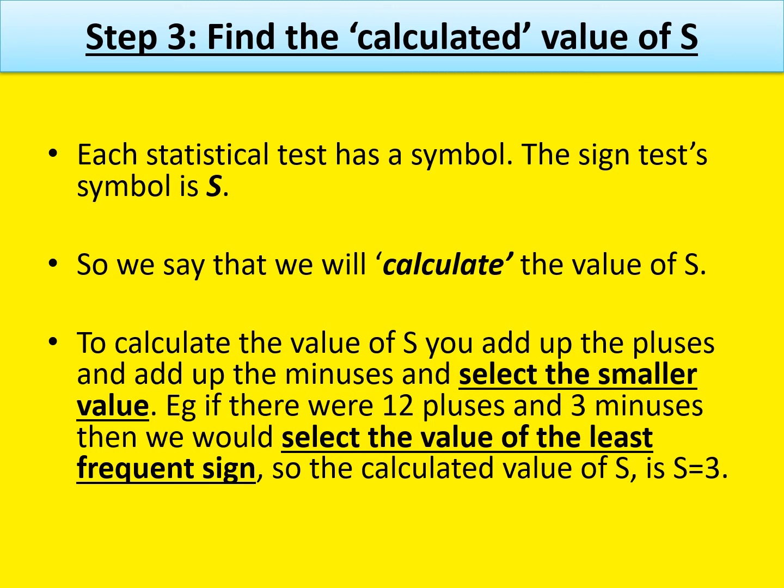You add up the pluses, there were 12. You add up the minuses, there were 3, and then you just go for the smaller number. It's really simple. Don't try and start taking the 3 away from the 12 or anything. That's way too advanced, and we don't need to do that. You just add up the pluses, add up the minuses, and select the least frequent sign. So our calculated value of S is S equals 3.